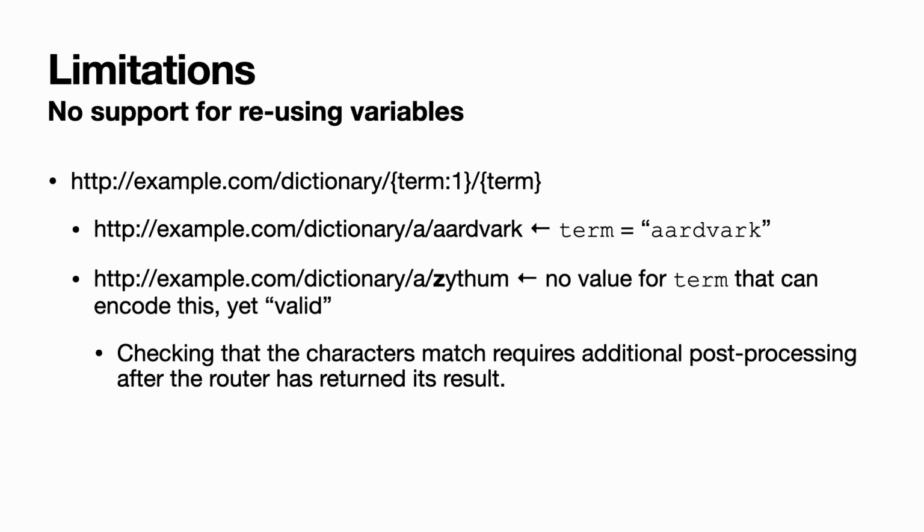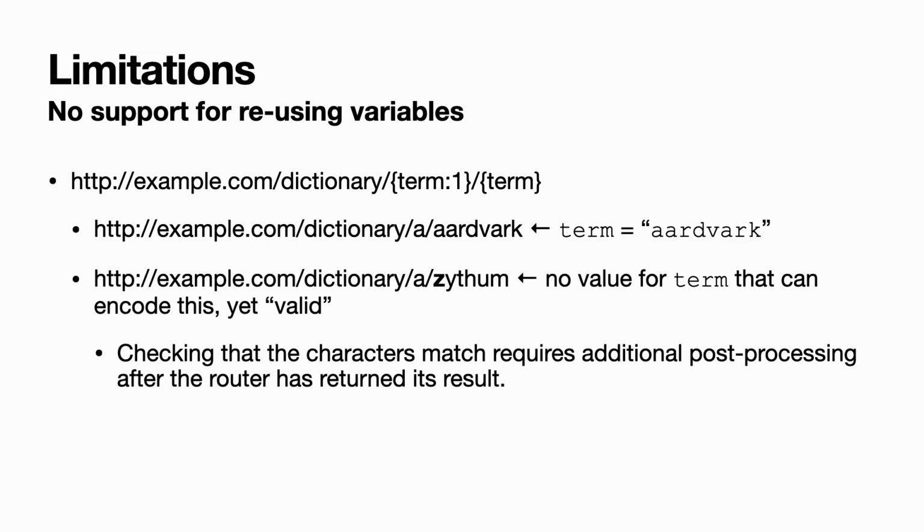When we compile the URI template to a regular expression or a finite state machine, it has no way to look back at previous uses of a variable. So in the second example here, we can look up dictionary/a/Zytham, and it's not going to see any issue with that, even though there is no value for the term variable that could possibly produce that URI.